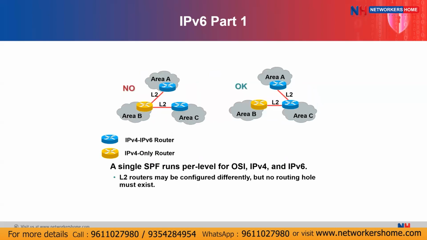A single SPF runs per level for OSI and IPv4, the same route. Layer 2 routers must be configured differently, but no routing hole must exist. So the IS-IS protocol requires levels, and a level 2 router communicates only with level 2. Otherwise, we require a level 1-2 router, with the level 1 database as a separate part.